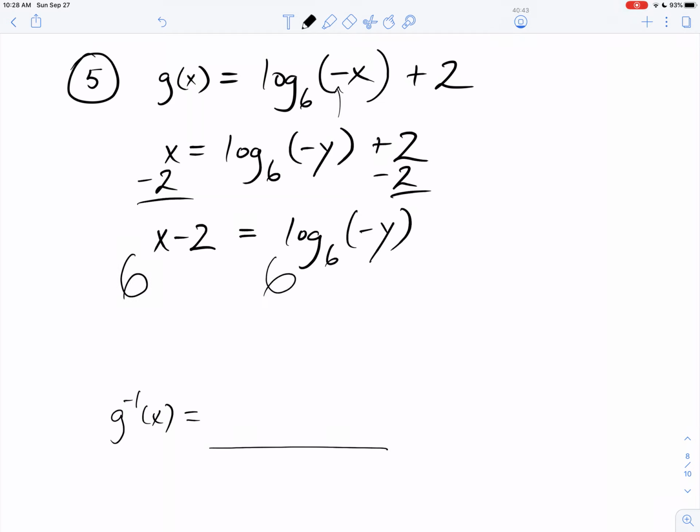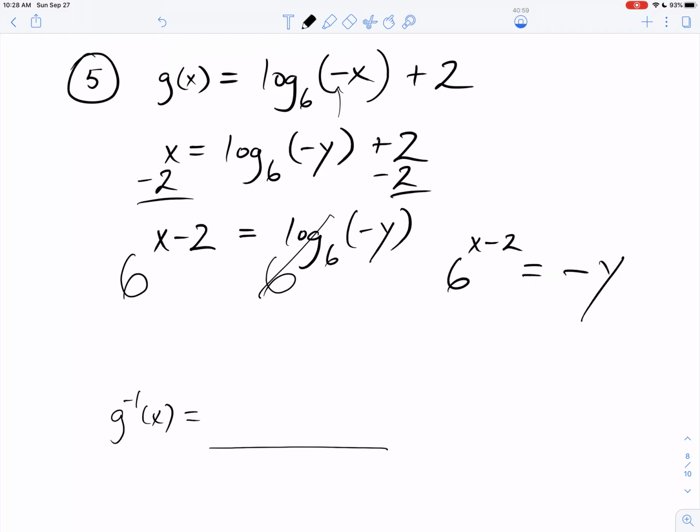I could say base stays the base flip-flop, or I could use this trick. They both result in the same thing. That guy's gone. So what do I end up with? 6 to the x minus 2 equals negative y.